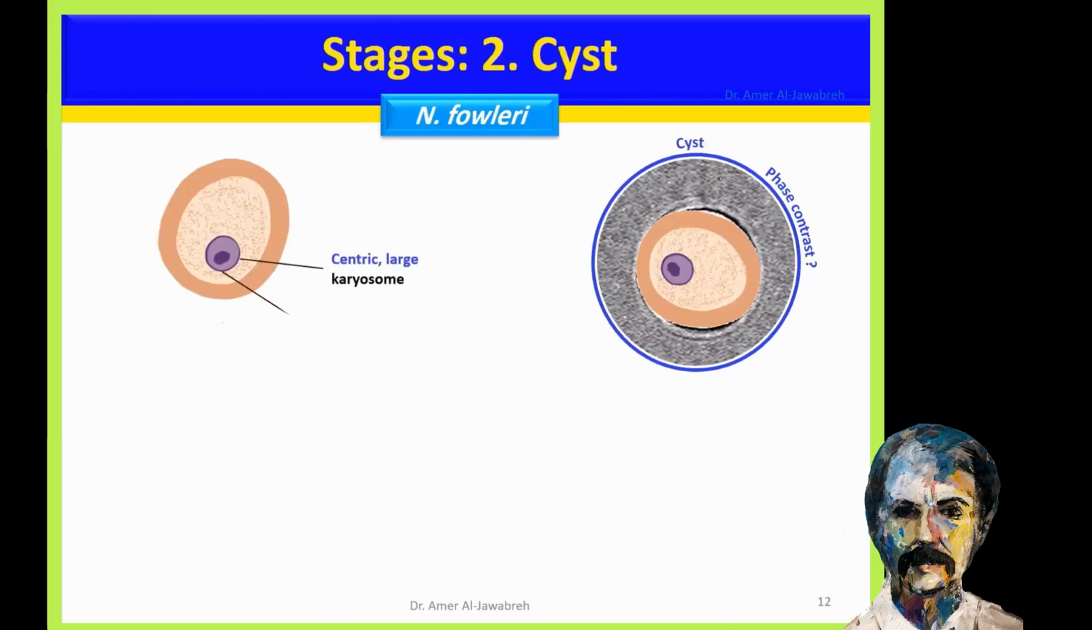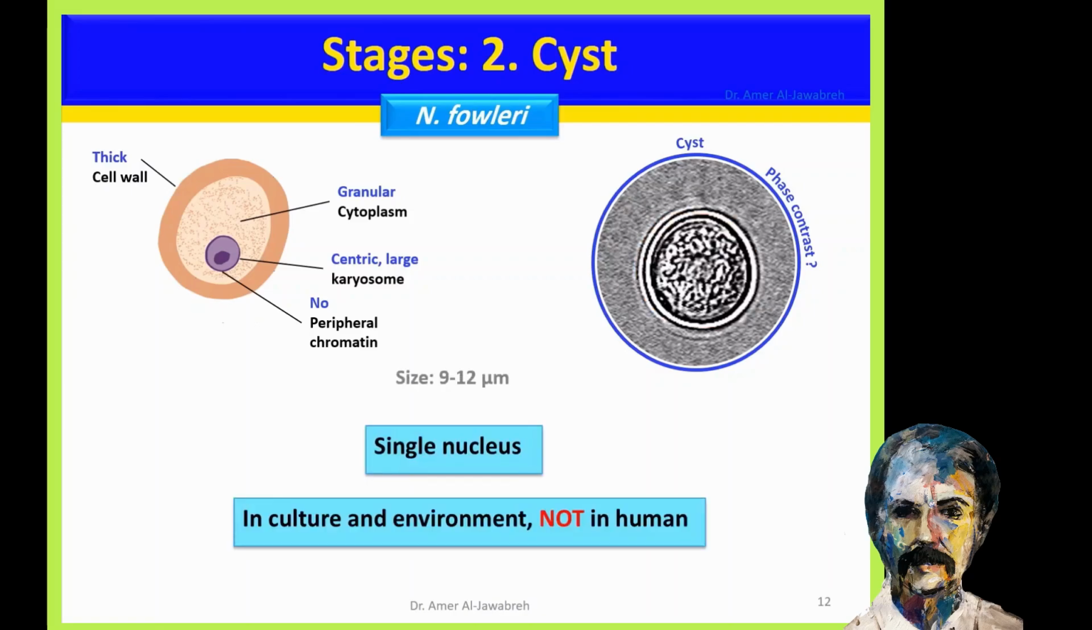This is the cyst, centric, large karyosome, no peripheral chromatin, as you see here. A granular cytoplasm, thick cell wall, single nucleus here, in culture and environment, not in human. Why not in human? Because the cyst doesn't play any role in the infection of the human being. It's just in the environment.